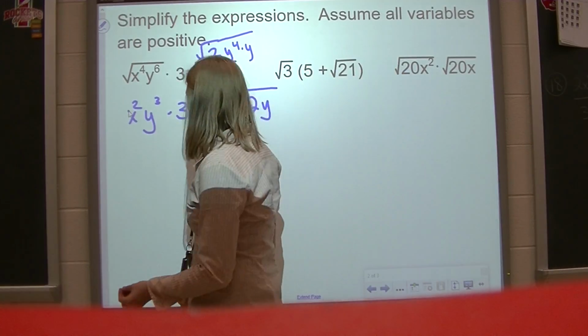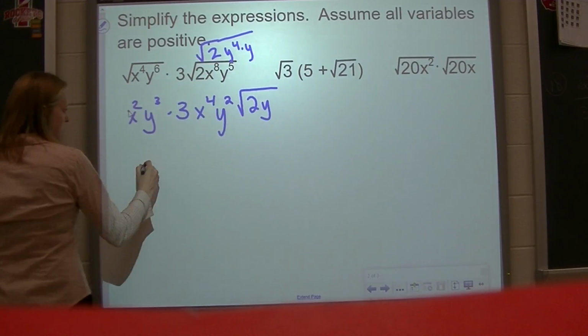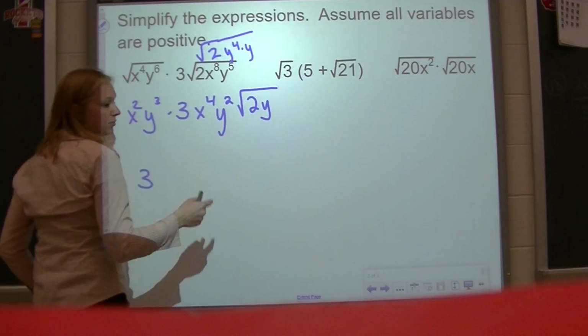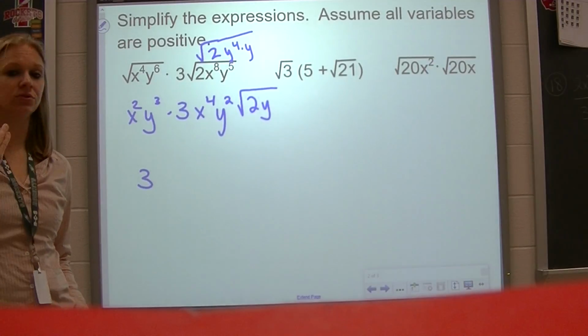And again, properties of exponents. 3 times 1 is 3, and I can't multiply 3 in the square root of 2 because the 2 is under the radical.